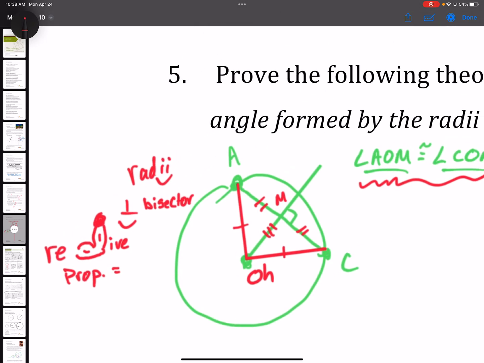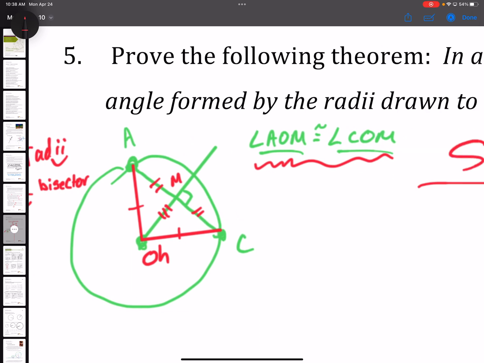So, by having three sides congruent, what does that tell us about these two triangles? That the triangles are congruent. Then we can use the fact that the triangles are congruent to say these two angles are congruent. Do you remember what property allows us to say that, or what kind of theorem?